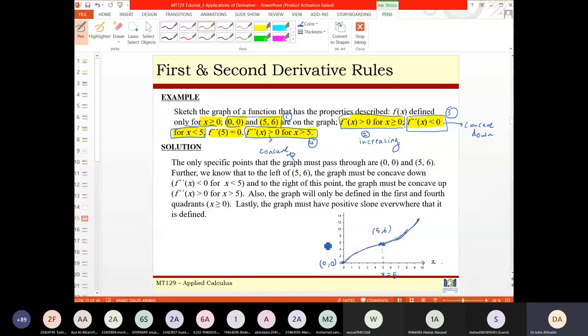You got it? So by just knowing those things, I can estimate how the graph looks like.